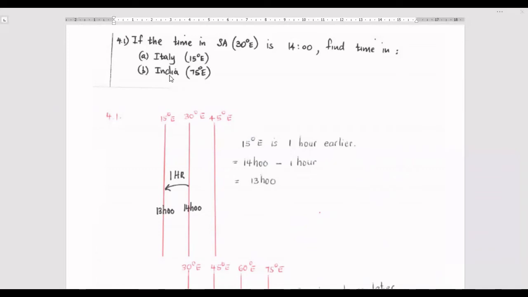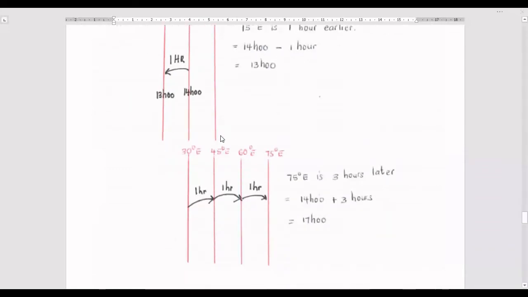The next question, B: if the time in our country, again at 30 degrees east, is 2 o'clock, that becomes a baseline, so to speak. What would be the time in India, which is 75 degrees east of our own location? Right, so let's get to the question.